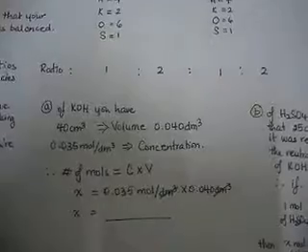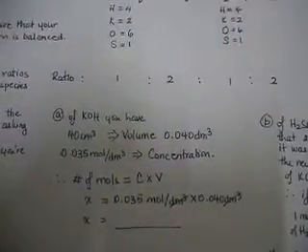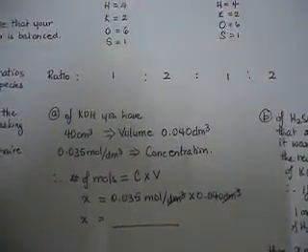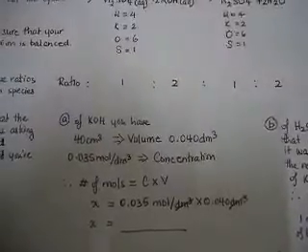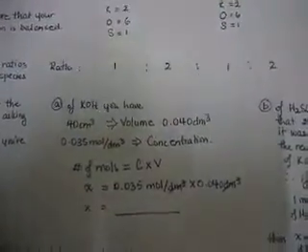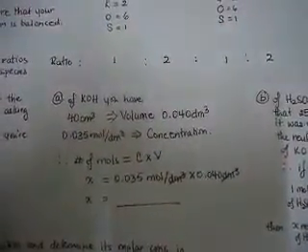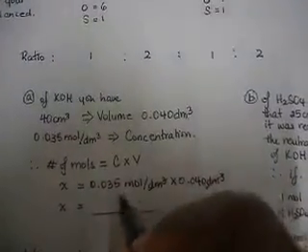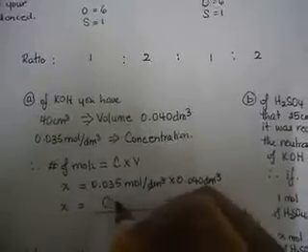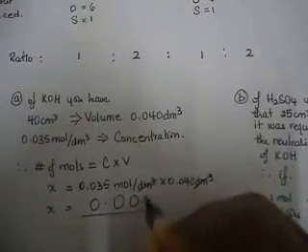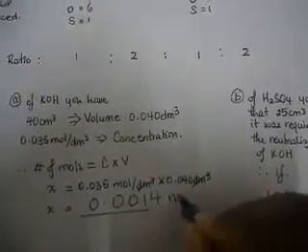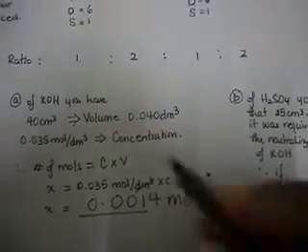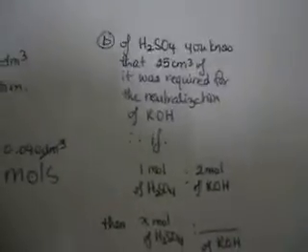You have 0.035 times 0.04. You're going to get 0.0014 moles. And that's over KOH. Now that we know this, we're going to say B.